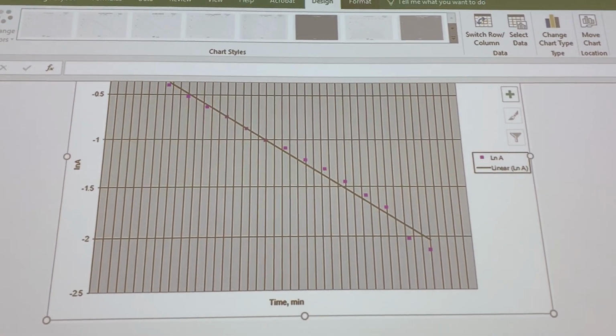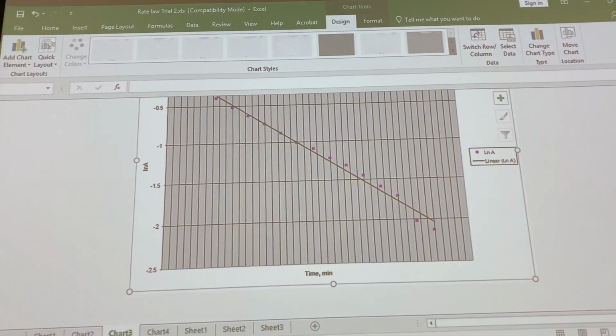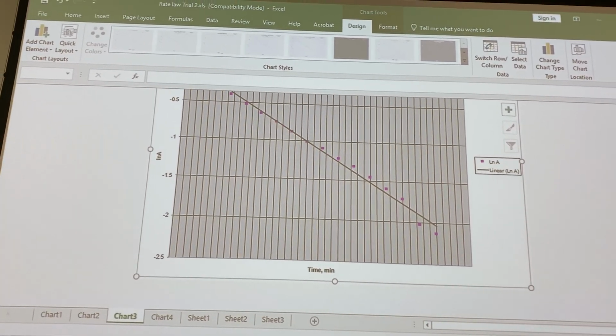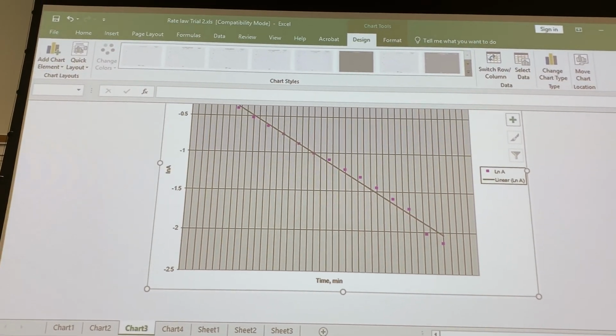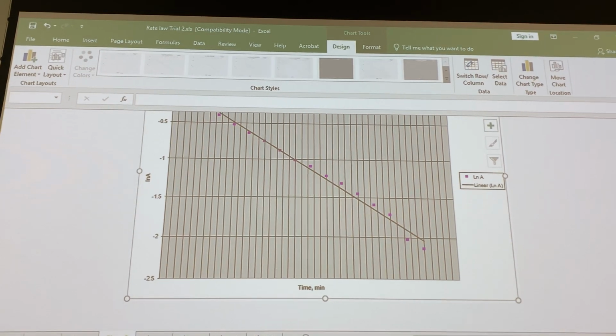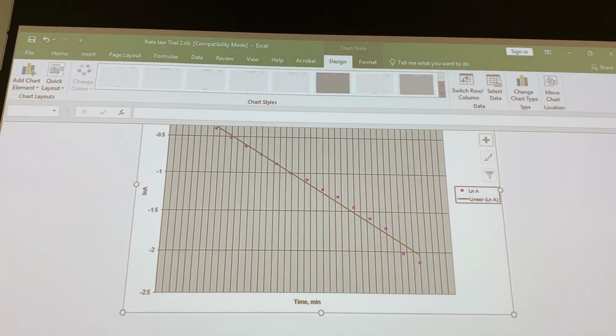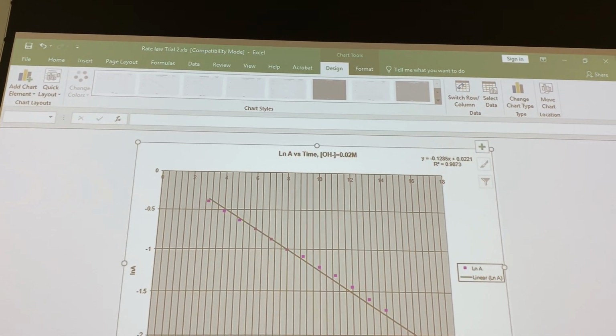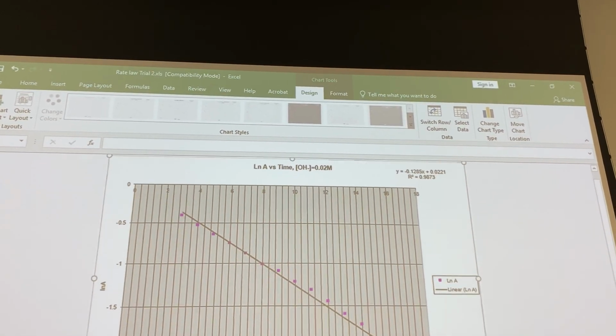And of course you will have many more data points than I do in mine, because you're going to have absorbance measured every second rather than every minute. So looking at data for this graph, let me make it a little bigger.